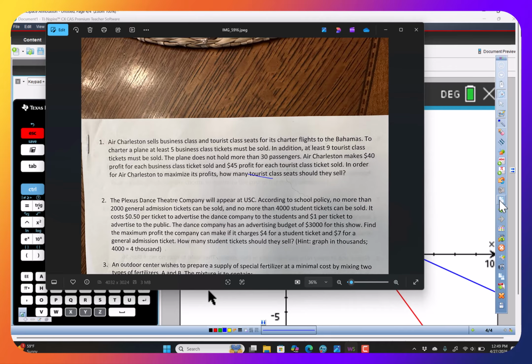So I'm going to do what the rubric says to do. So we'll put problem 1. And the first thing is identify the variables. We're going to make X is business class tickets and Y equals tourist tickets.